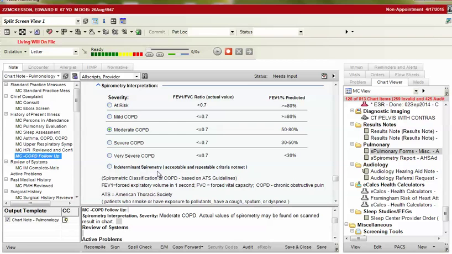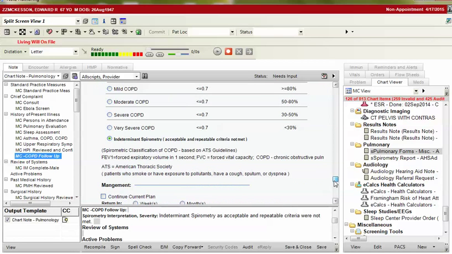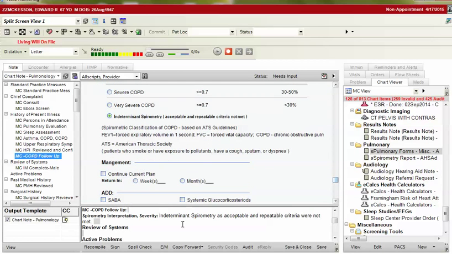If for some reason your patient did not meet the acceptable and repeatable criteria, I would mark the indeterminate spirometry box. There is a place after that sentence that allows you to add a comment. You might want to say the patient met 3 acceptable trials but was unable to reproduce any trials, or the patient coughed throughout all spirometry trials today.